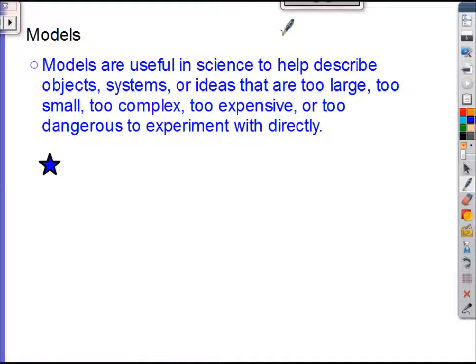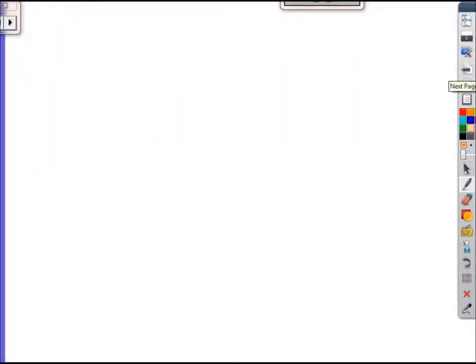So again, we use models to help us understand things. Computer-aided models are a much bigger deal than they used to be. We're going to start using some simulations and models in our class once we get our computers, and we'll be able to start seeing the power behind models. And that's all I have for this section.